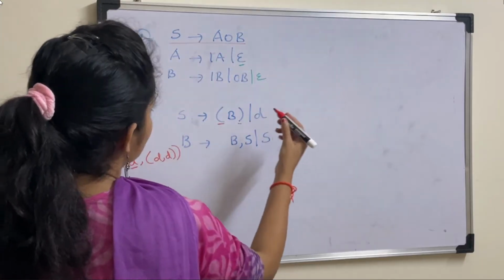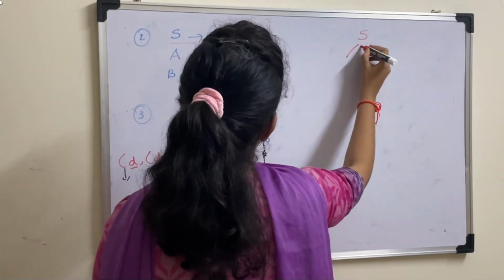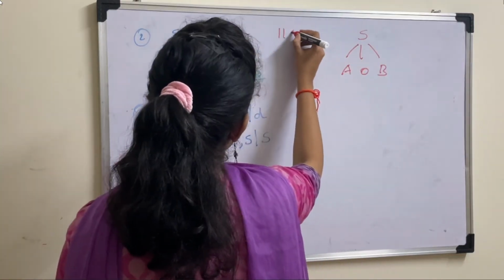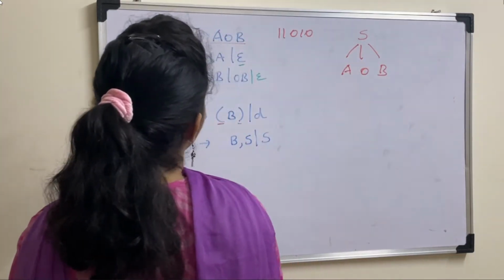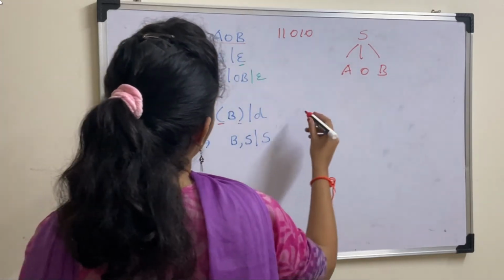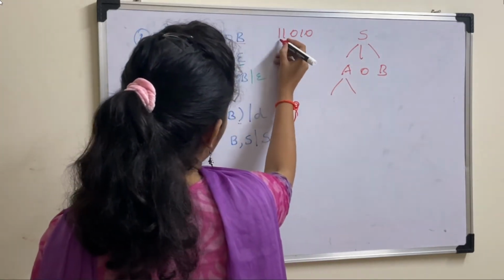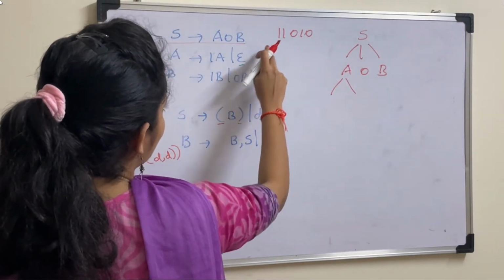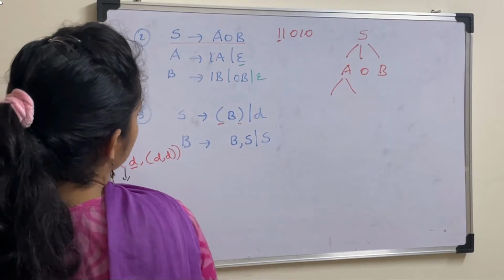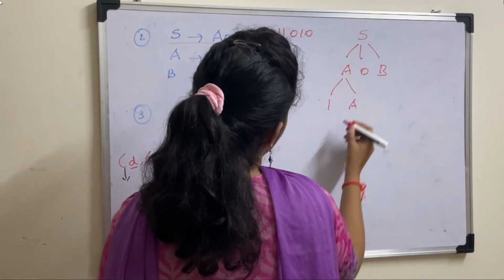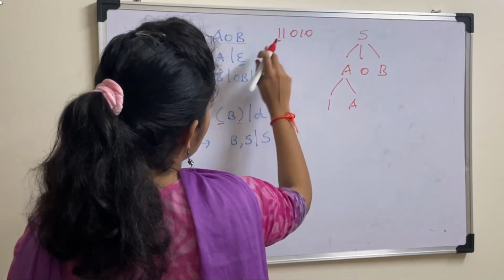So here first S derives A 0 B, and the string is 1 1 0 1 0. Let us take that string. So A 0 B, and here A should derive 1. In that way you need to choose the production. So here you can take A derives 1A. So we got the first one.